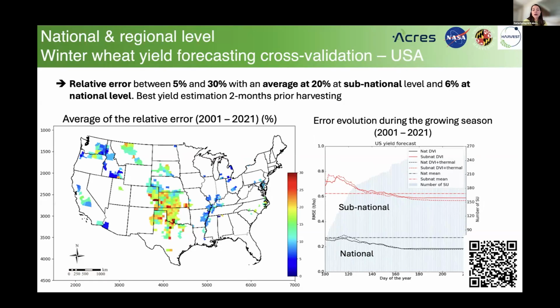That is because, for example, in the Midwest, we have some years with a big drought, or especially big frost events that were damaging the yield and the wheat at the beginning of the season.